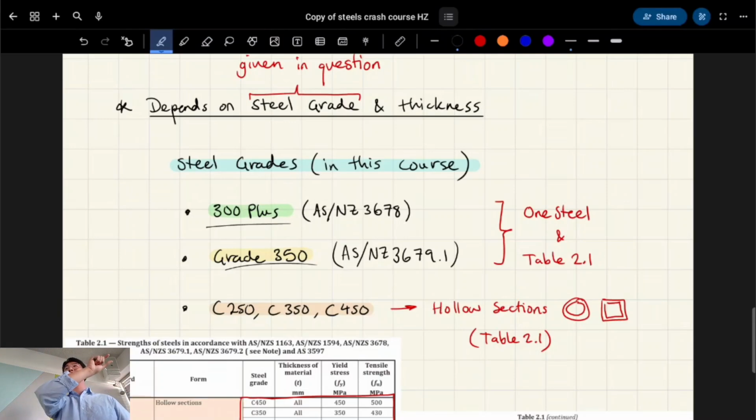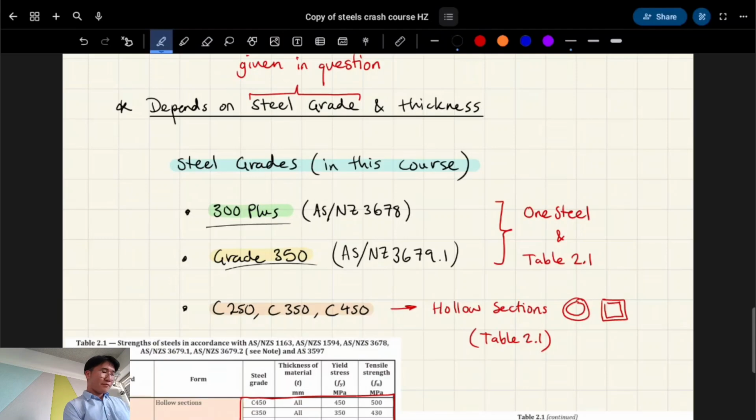Like you go to the column which says 300 plus. It's kind of hard to explain. It's like going back to the Lego analogy for OneSteel, right? Okay, the Legos are 300 plus, and then like the Lego off brands, that's like grade 350 or something. I don't know. Basically, they're slightly different, essentially. They have different properties. Make sense?